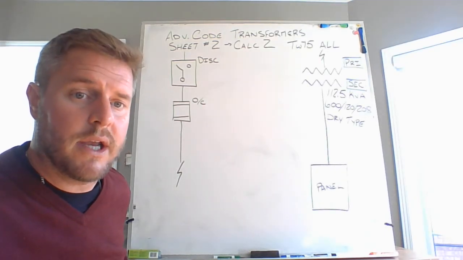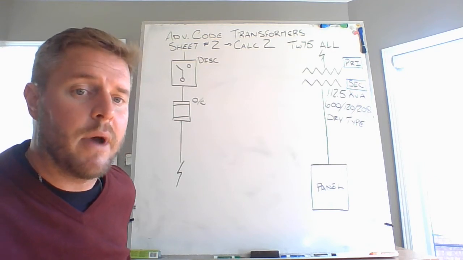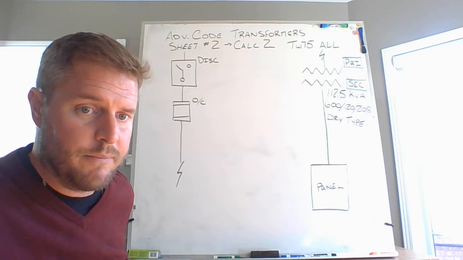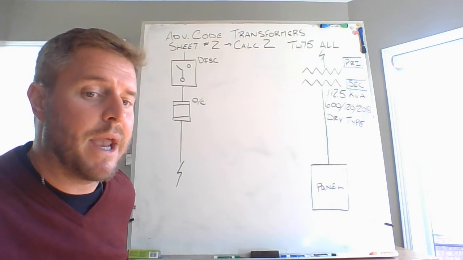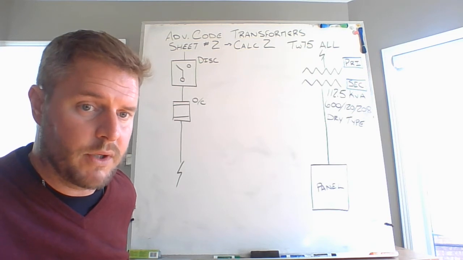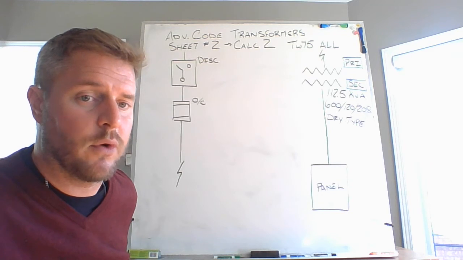If we're looking at current calculations, determining my available primary current and my available secondary current and how those values pertain to the code, this would determine the ampacity of the panel that you could install on the secondary side of the transformer, being 120/208 3-phase, dry type for these specific transformers.